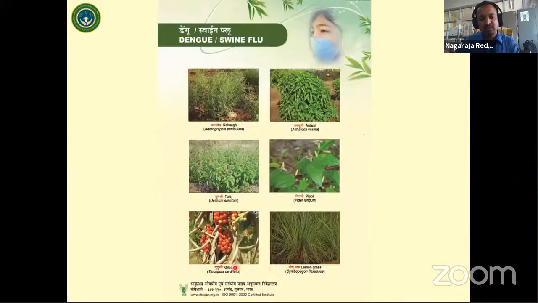So you can see some examples. These are all plants which we generally use at home as a home remedy whenever we are infected with the flu. For example, Kalmegh, which is Andrographis paniculata; Adusa, which is Adhatoda vasica; Tulsi, Ocimum sanctum; Pippali, Piper longum; Giloy, Tinospora cordifolia; and lemongrass. These are some of the examples. Whenever we come across dengue or swine flu like symptoms, we take these. These are the plants that have been used for preparing many drugs made for curing dengue or swine flu.